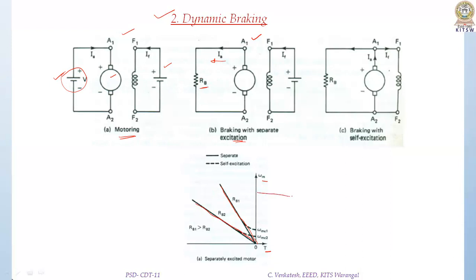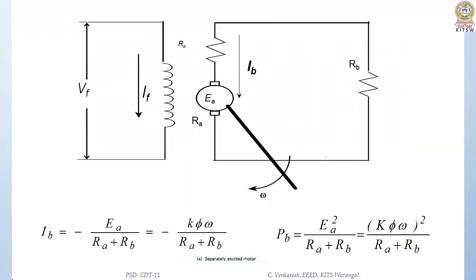The motor which was operating here, if I suddenly remove the supply and connect the external resistance, will move on to this point and follow this line, and hence the speed becomes zero fast. So that is what dynamic braking is. But what is the disadvantage? As current flows through the external resistance, there will be I square R drop, and hence losses exist in this system. In the case of a self-excited shunt motor, you connect the external resistance, and the operation is almost similar for separately and self-excited motors.